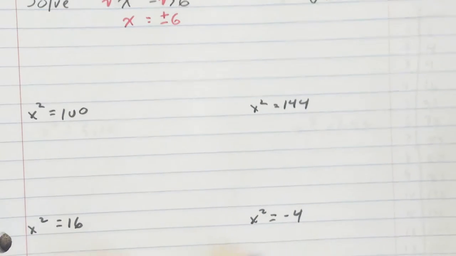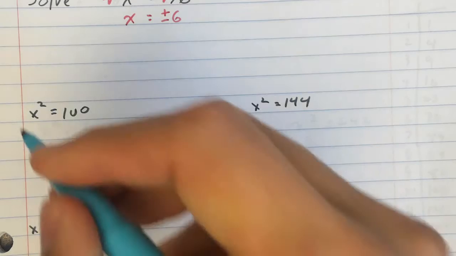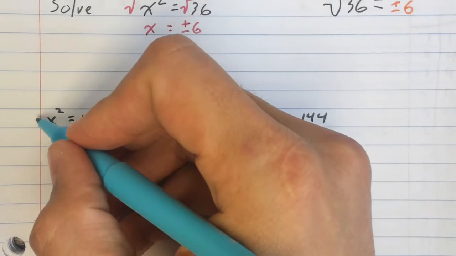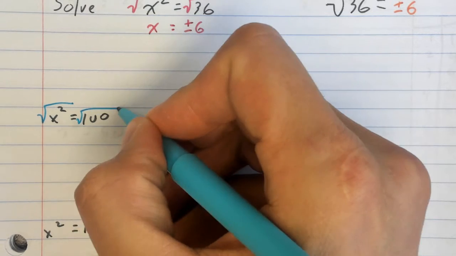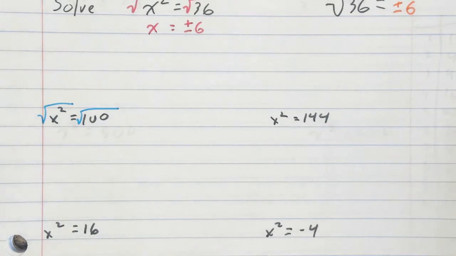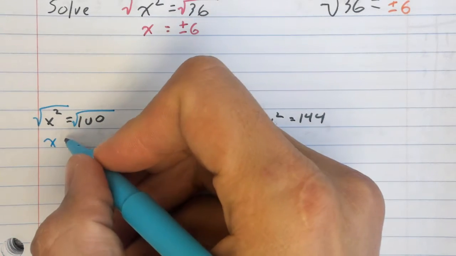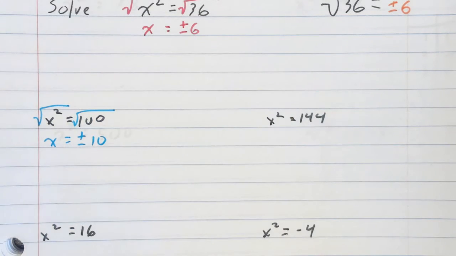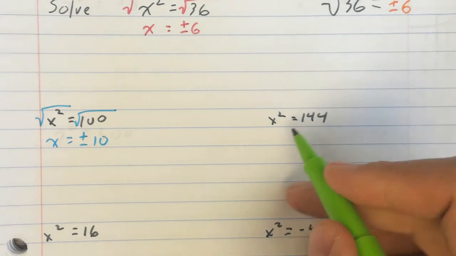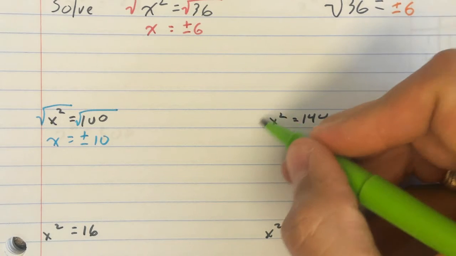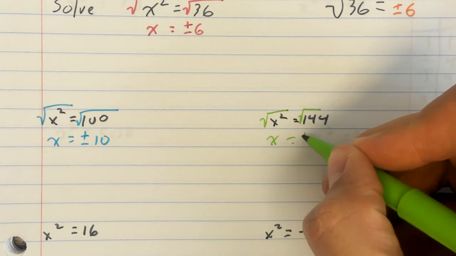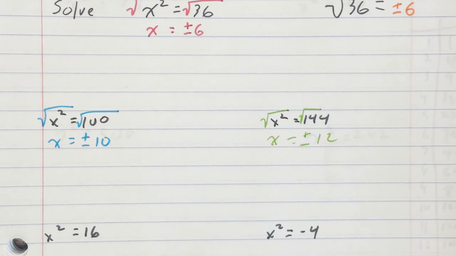Let's look at x squared equals 100. x squared is by itself, so I can isolate the x by taking the square root of both sides. The square root of x squared is x. The square root of 100 is plus or minus 10. Next, x squared equals 144. The x squared is by itself. Square root both sides. x is equal to plus or minus 12.